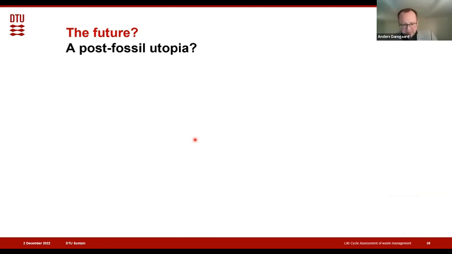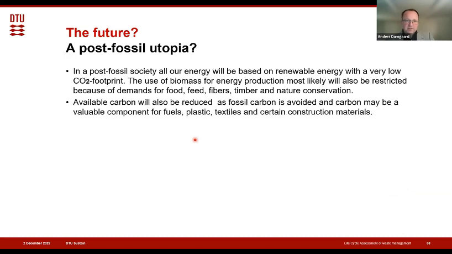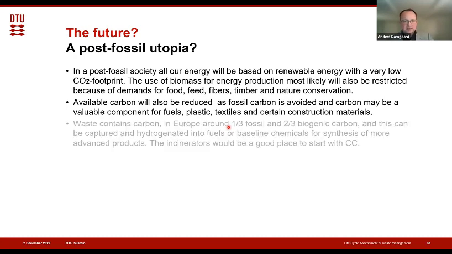This is something I've discussed with Thomas Kristen a lot, and one of them is a post-fossil utopia. So if we are in a society where all our energy is based on renewable energy with a low impact, this means that the use of biomass will probably also be restricted, because we will need biomass for fuel, feed, timber, nature conservation, etc. That also means that carbon starts to actually be a key element in our society, because we will have reduced fossil carbon available, and therefore we still need carbon for fuels, plastic, etc.